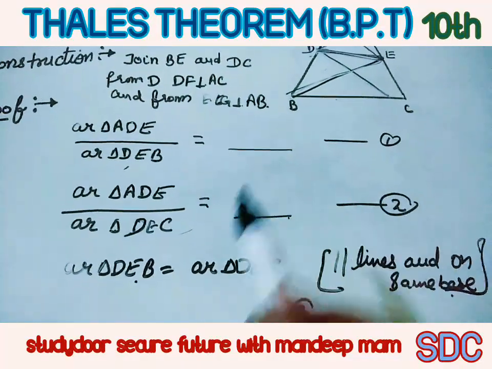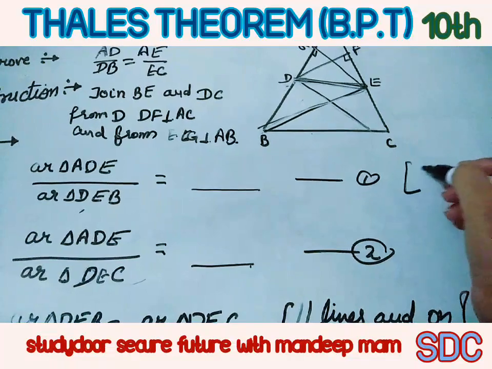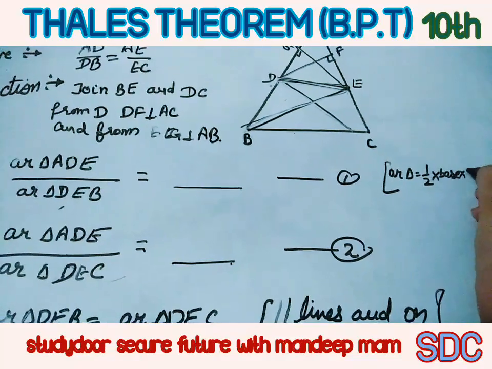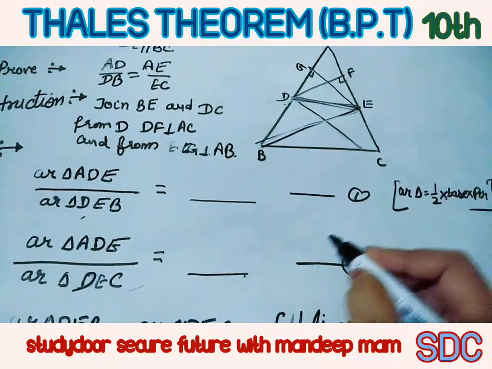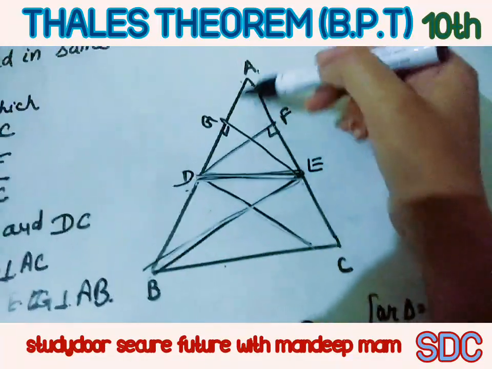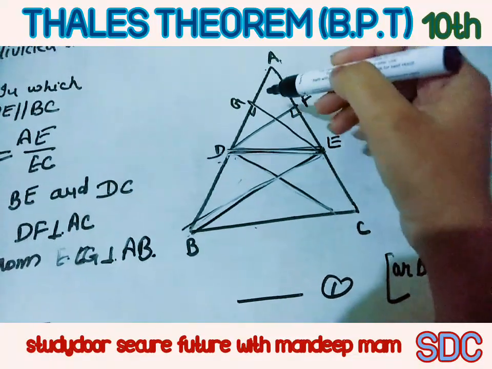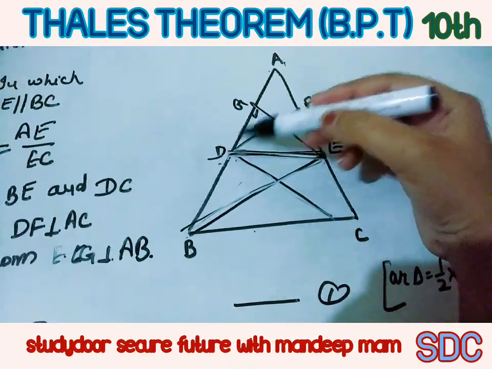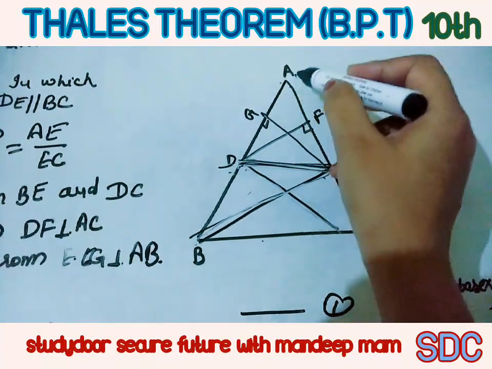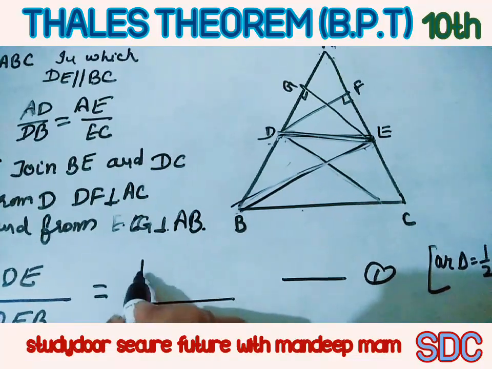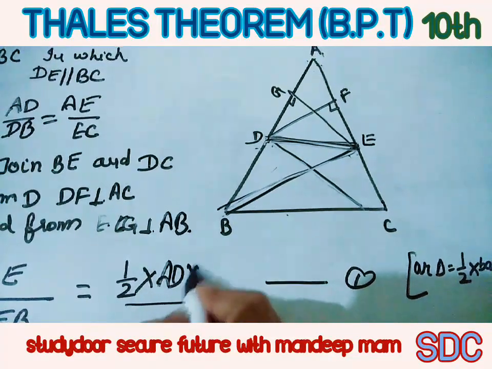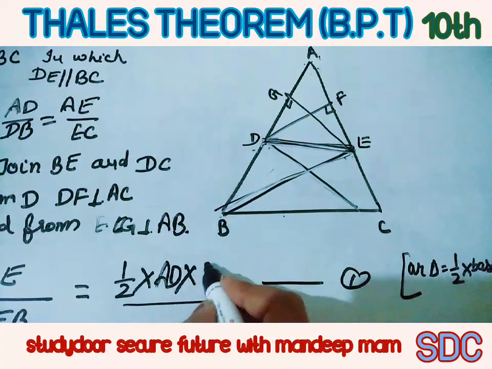First of all, we will fill it up. Now we know that area of triangle is equal to 1 by 2 base into perpendicular. Now first of all, we will take triangle ADE. Which is our triangle ADE? This one is ADE. Which is its base? Where perpendicular stands on it. In ADE, the perpendicular is EG, and base will be AD. So 1 by 2 base is AD and perpendicular will be EG.